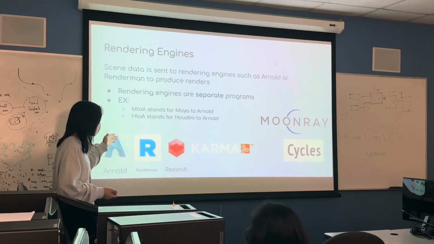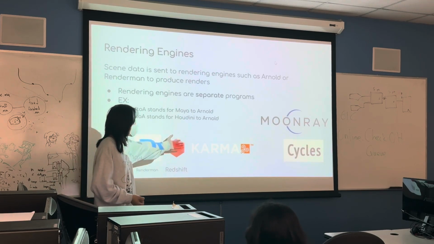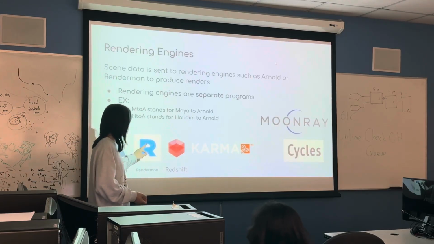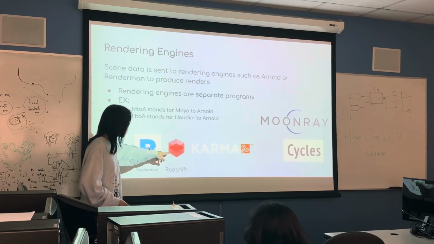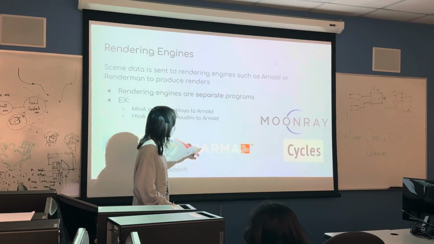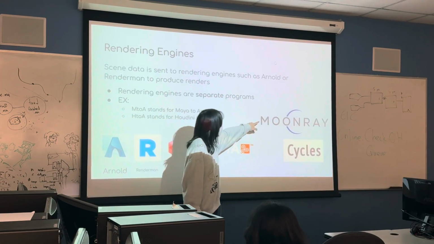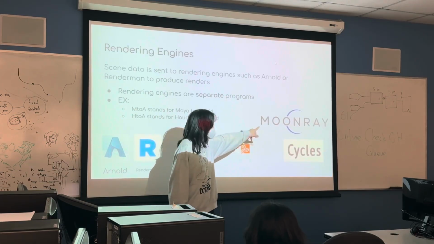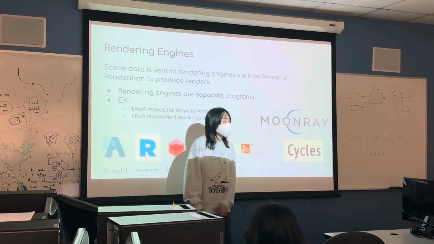So for example, you have Renderman, you have Redshift, you have Karma. So this is Pixar's one. This one is from Maxon, so the people who make ZBrush. This is from the people who make Houdini. There's Moonray, which is the one that DreamWorks uses. And you have Cycles, which is the one that Blender uses.